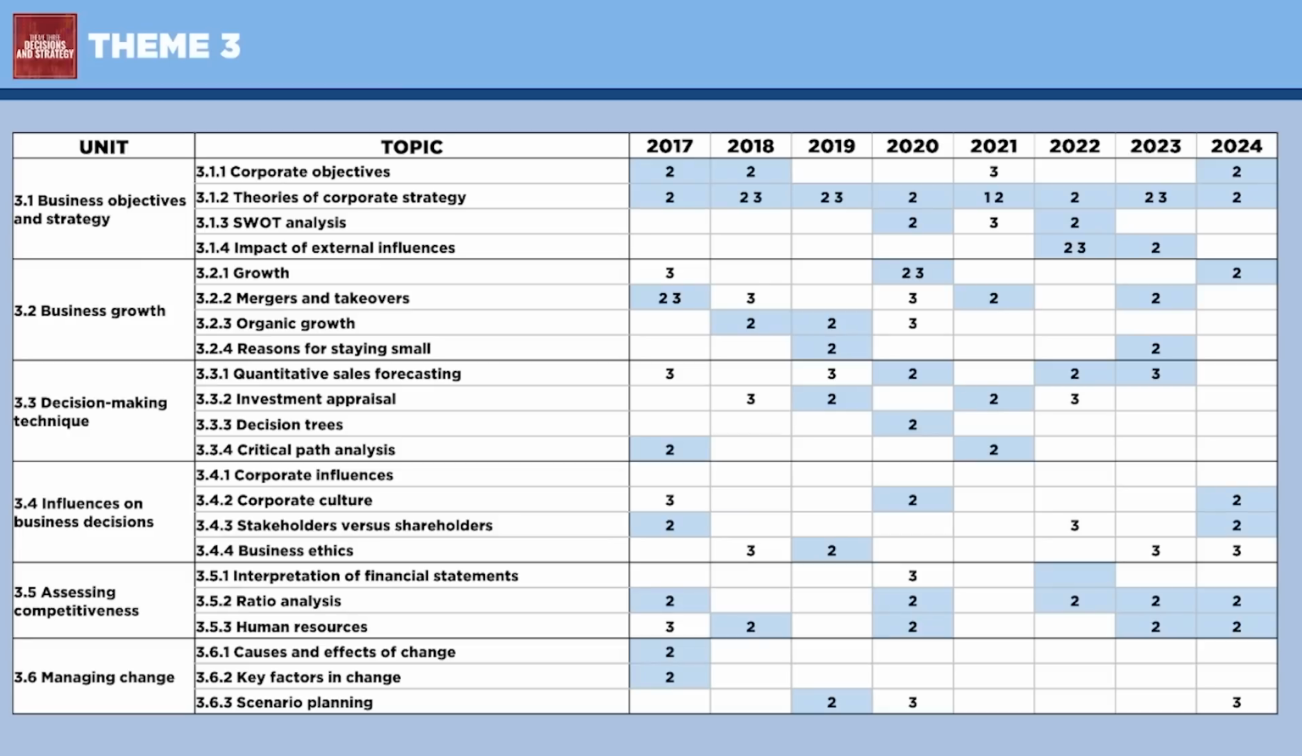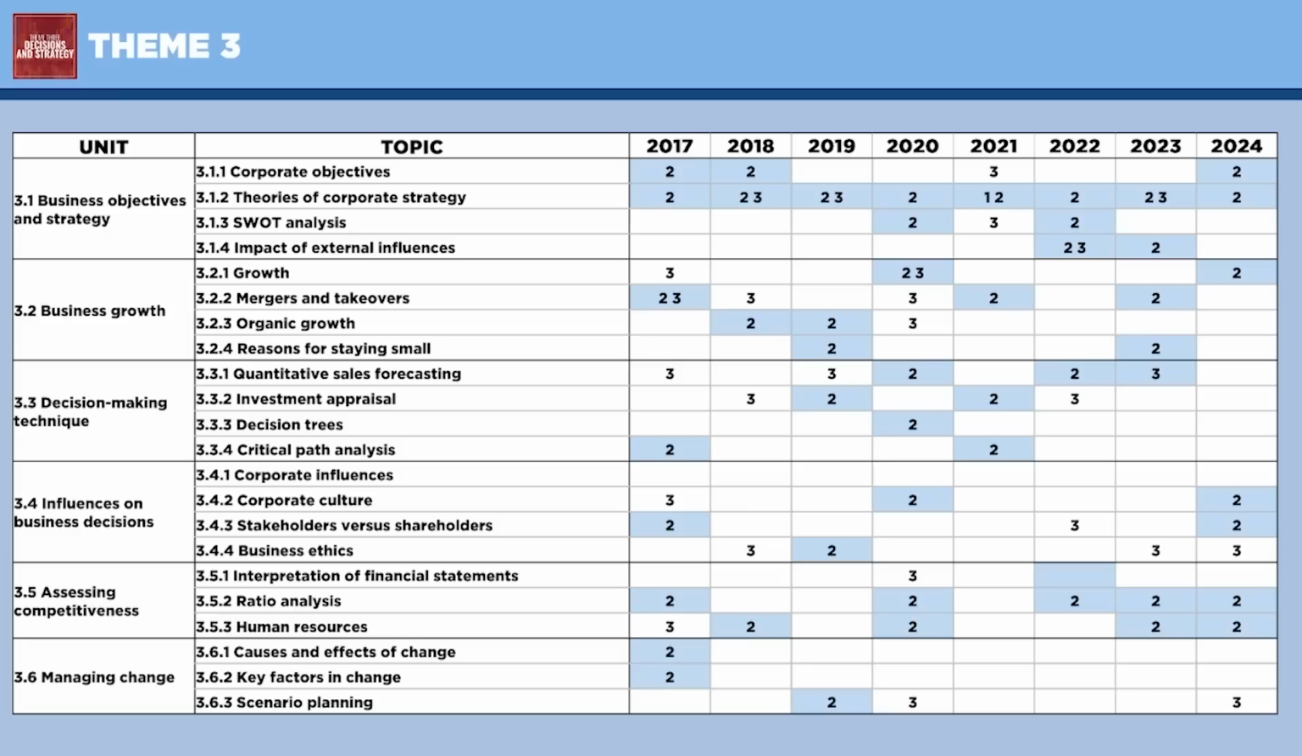Theme 3 is quite big. I would be looking in particular at some things that have come up every single year. So 3.1.2, theories of corporate strategy, Ansoff's matrix, Porter's generic strategies. One of those has come up every single year. So something like that, I would be very surprised if it didn't come up. It's such an important topic.